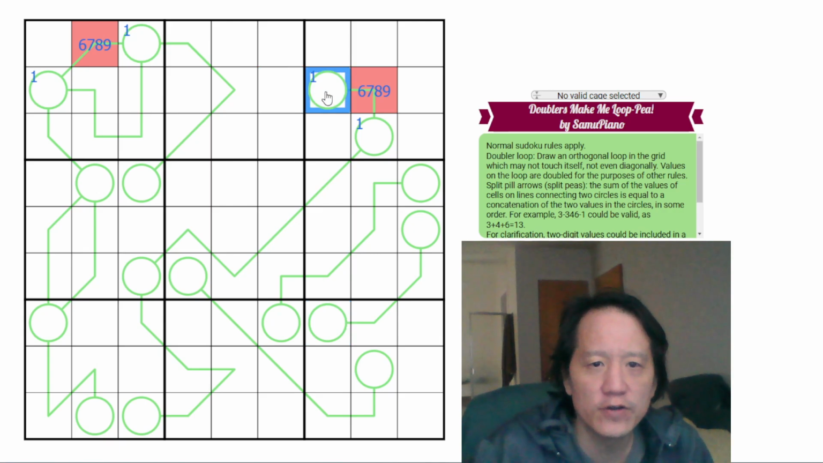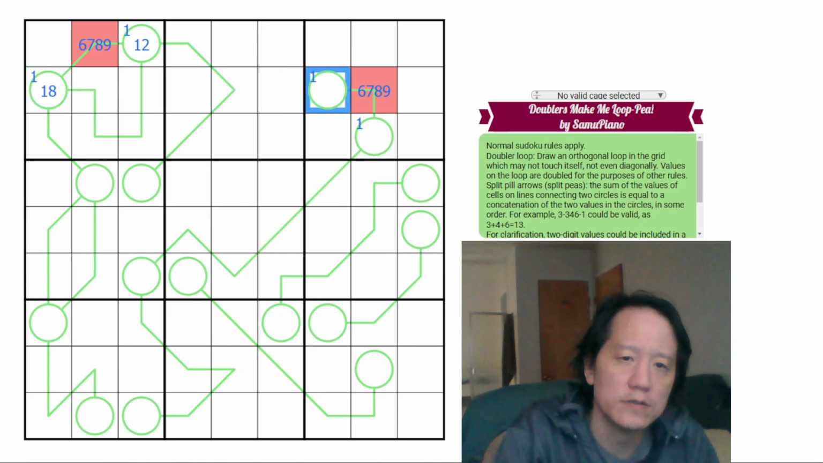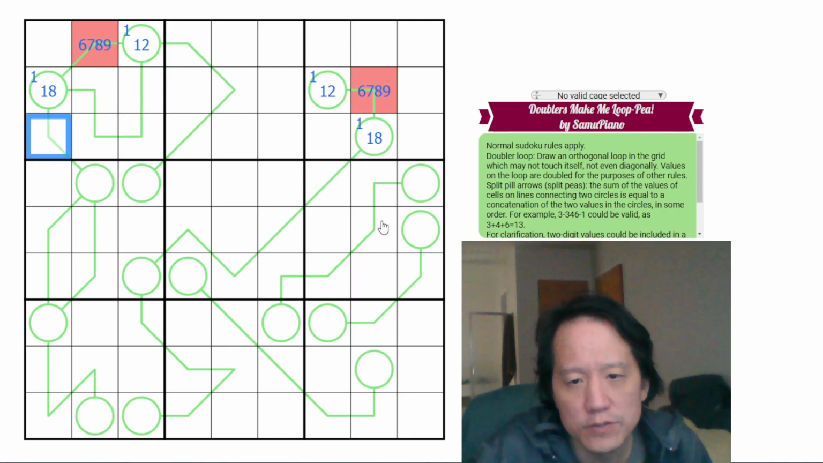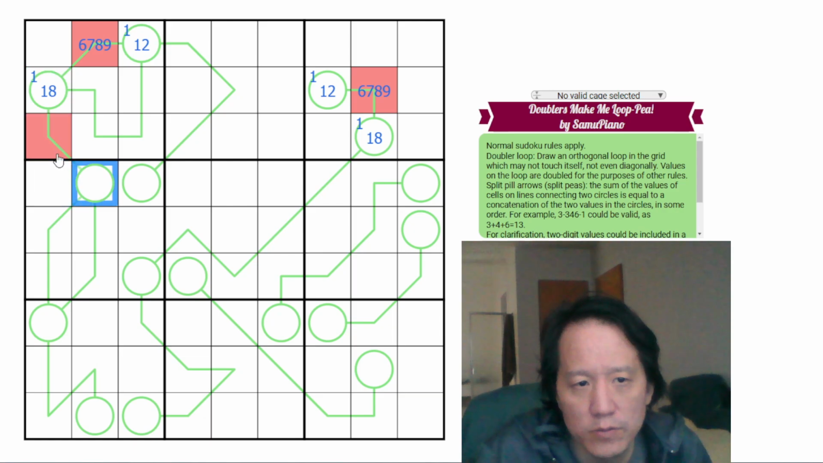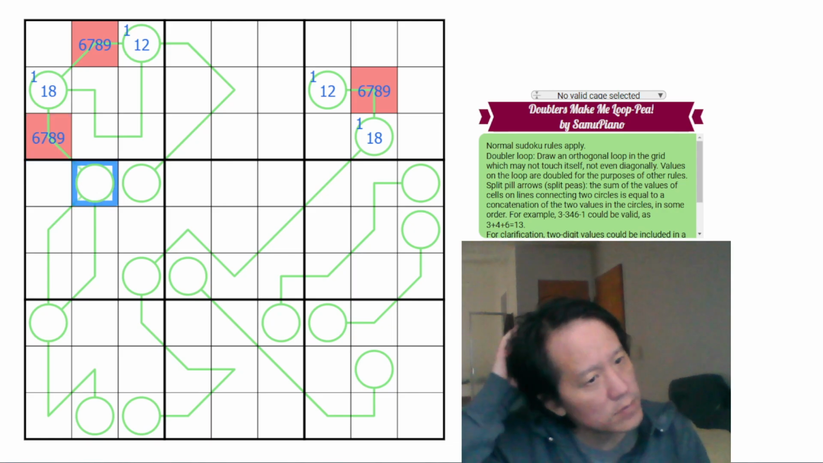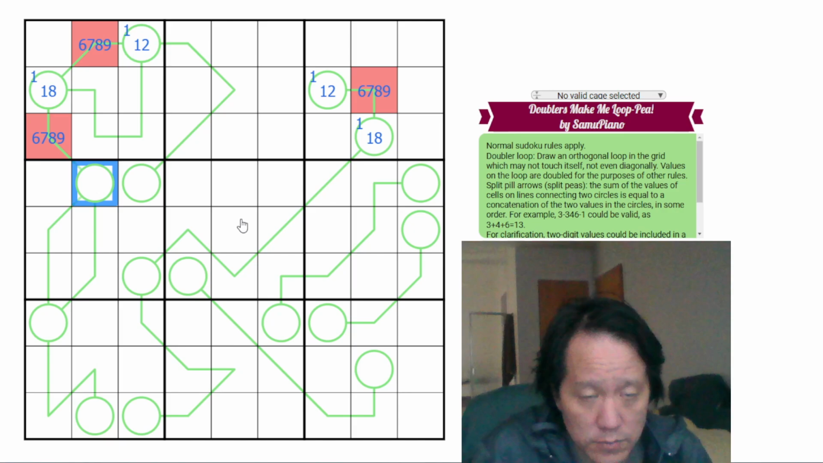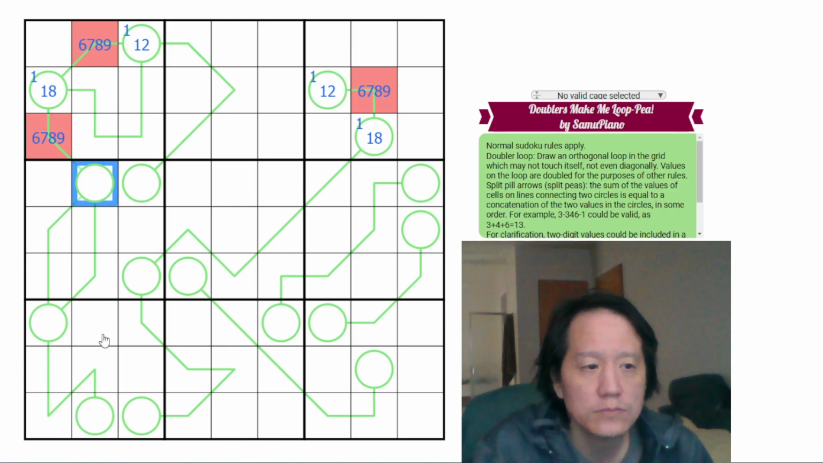Okay, yeah, let's try to figure out the max. So this is 12 to 18. This is 12 to 18. Oh, there's another one here. So this is also doubled. Right, there's only one digit, so this is also 6, 7, 8, or 9. Interesting. So this is doubled and this is doubled.